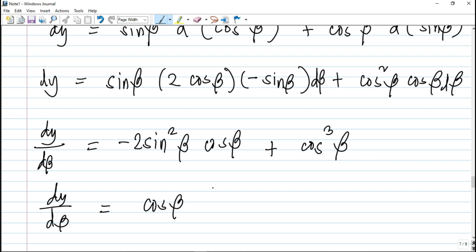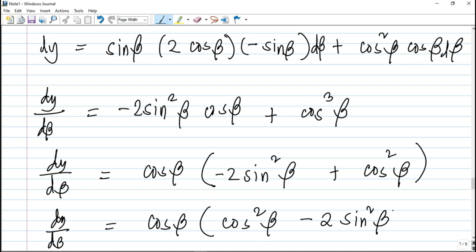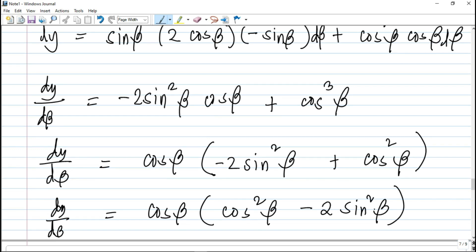So cosine beta times, we have here negative 2 sine squared beta, plus cosine squared beta. So it's the same thing. Pinactor out lang natin yung cosine beta which is common to this term of your equation. So, derivative of y with respect to beta. Okay, so ipagpalitin lang natin to para maging mas simplified pa yung ating equation. So, cosine beta times the quantity cosine squared beta minus 2 sine squared beta. So, this is the final answer for this problem.